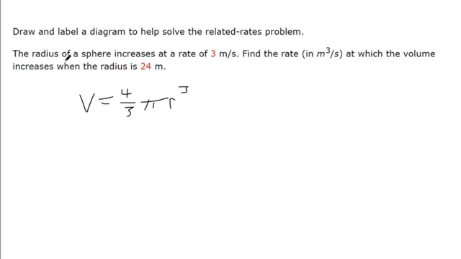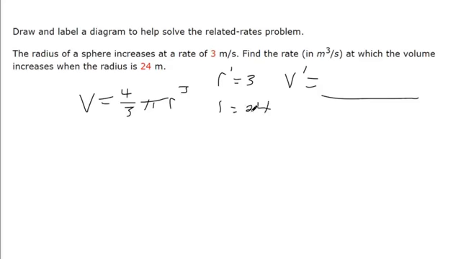And we're talking about the radius of the sphere increasing. So the radius is changing, and it's changing at a positive value because it's increasing. That's a +3. And then we're supposed to find the rate of change of the volume. We want to know V prime when the radius is at 24 meters.